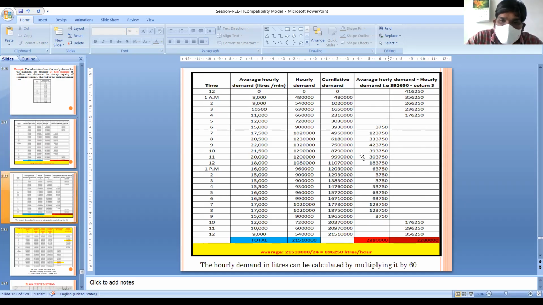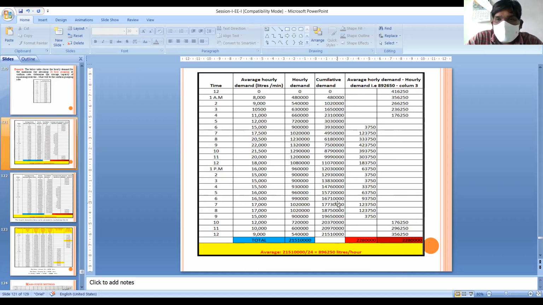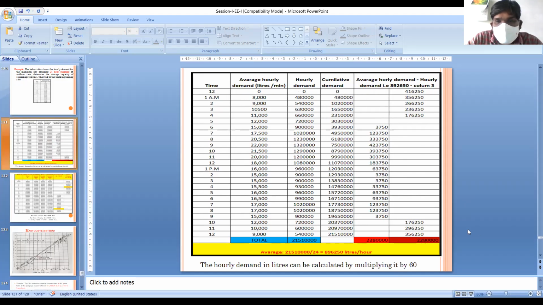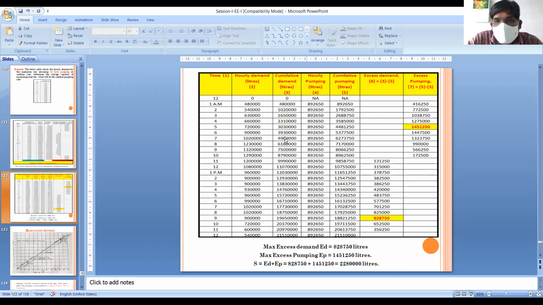You got it. And after that, you need to find the average hourly demand. Of course, these two are the same, but here I mentioned it just as 60. Excessive demand and excessive pumping. Now we are finding the cumulative pumping and cumulative demand to find the excessive demand and excessive pumping. At 5 o'clock, we got the excessive pumping. At 9 o'clock, we got the excessive demand. This is the solution to the problem, and this is the graph.